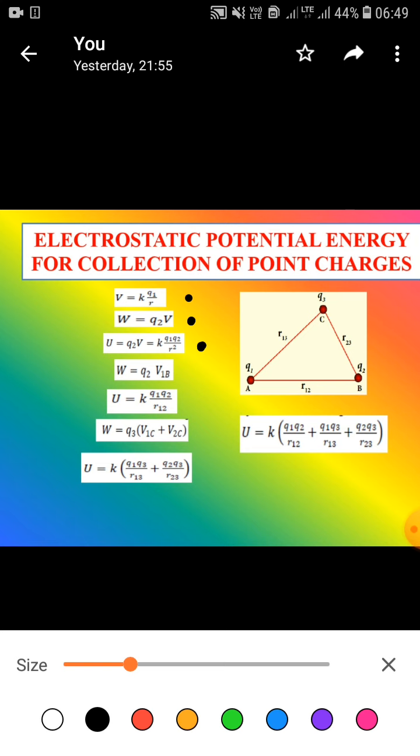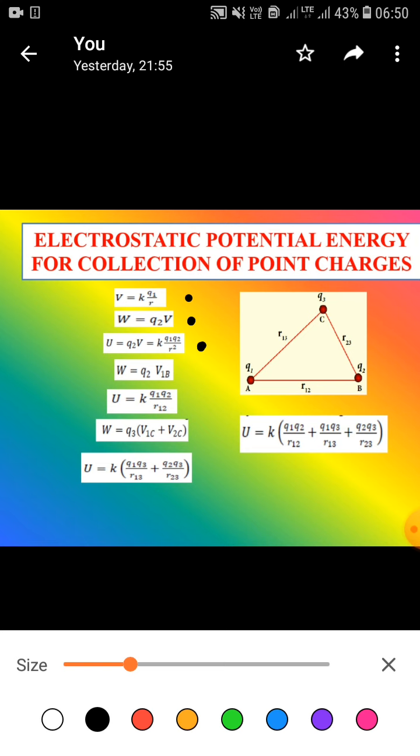Already we know the value of V in equation number 1, that is k q1 by r. So substitute that value here, we get U is equal to k q1 q2 by r. Here it is not r square, just a printing mistake. So clear this. U is equal to k q1 q2 by r.